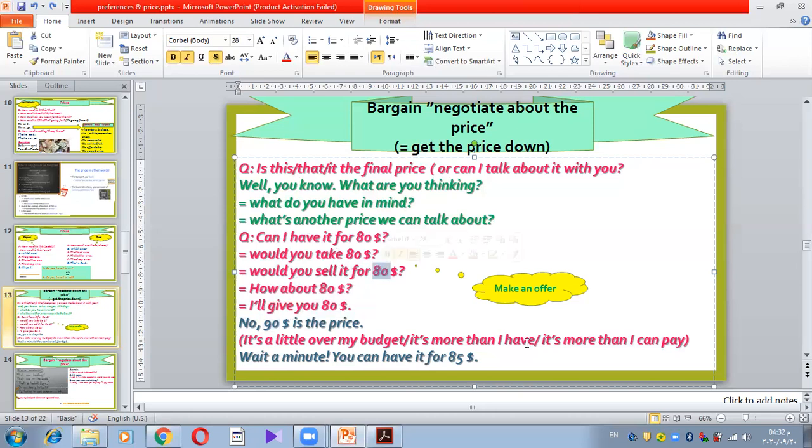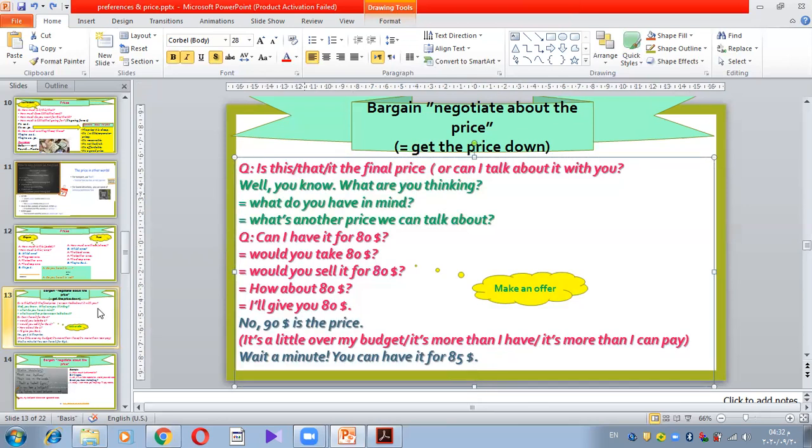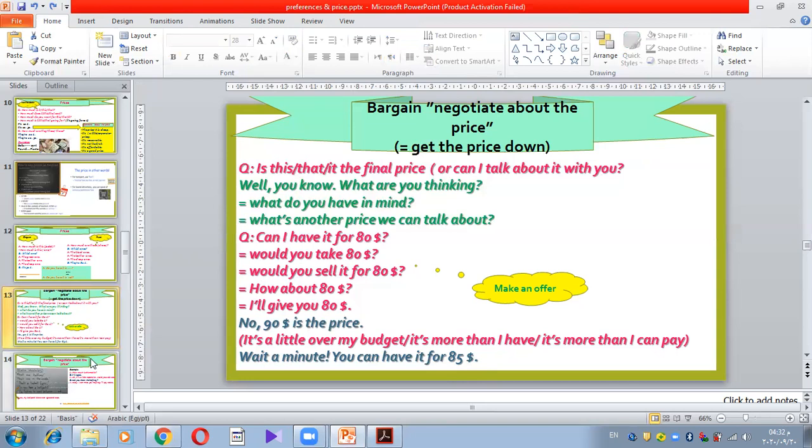Or it's more than I have, I don't have this now. Or it's more than I can pay, more than the money that I have to pay. So the salesman can say this, wait a minute, you can have it for 85. Again, he made it less. So it means what? Bargaining, negotiating about prices, in the prices. In English, in Arabic, it's everywhere. Okay? Let's move on.